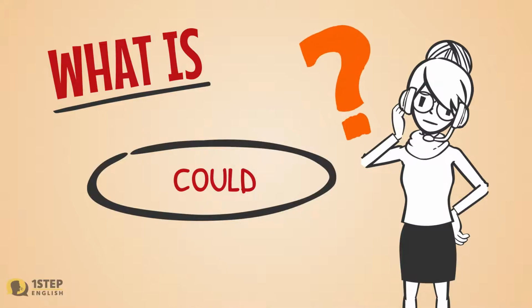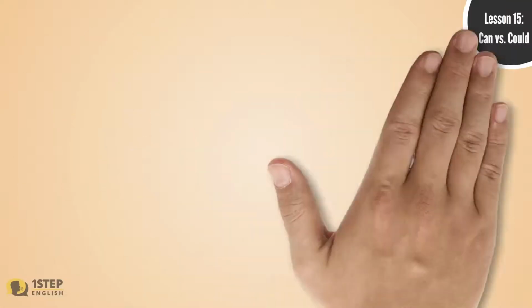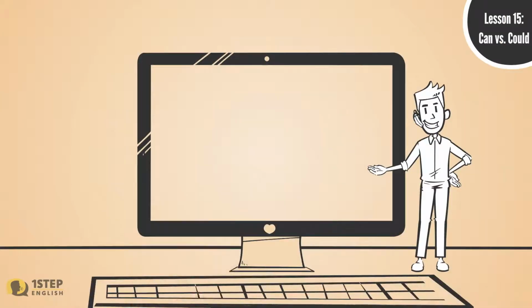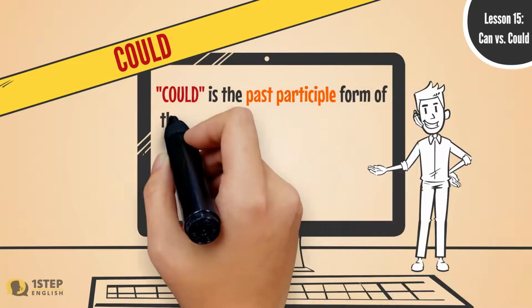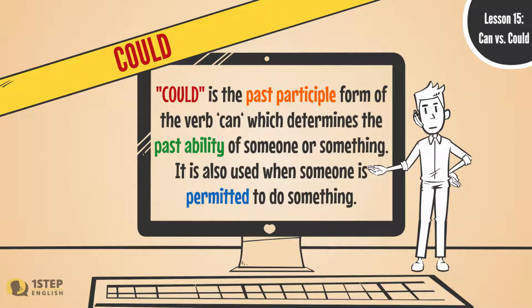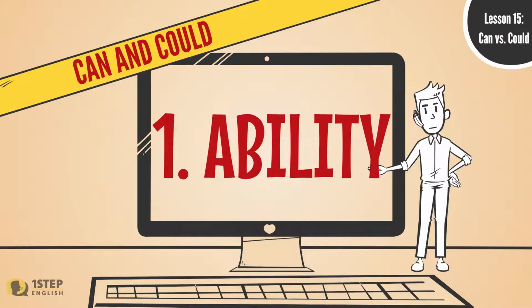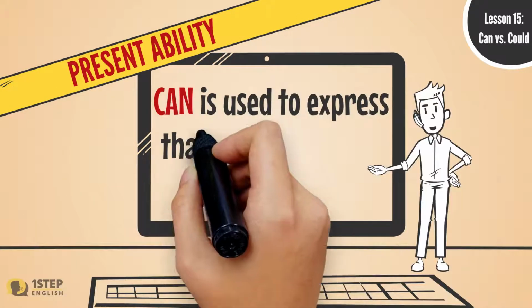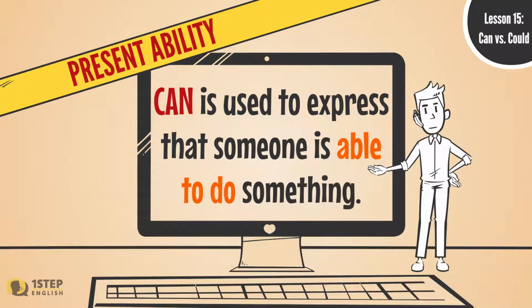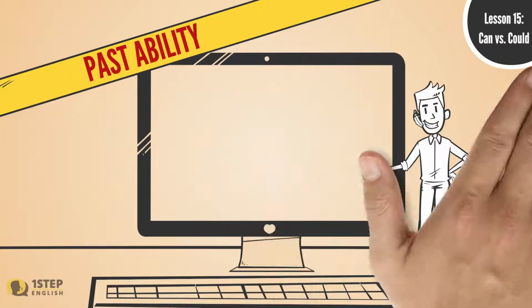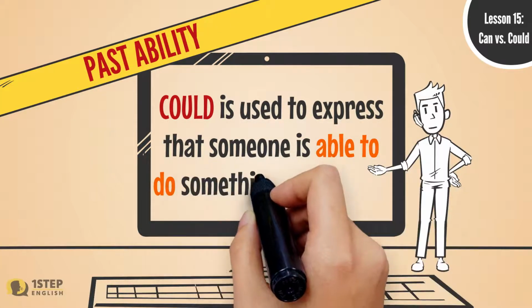What is could? Could is the past form of the verb can, which determines the past ability of someone or something. It is also used when someone is permitted to do something. Can and could have several uses. One, ability. Can is used to express that someone is able to do something. Could is used to express that someone was able to do something in the past.